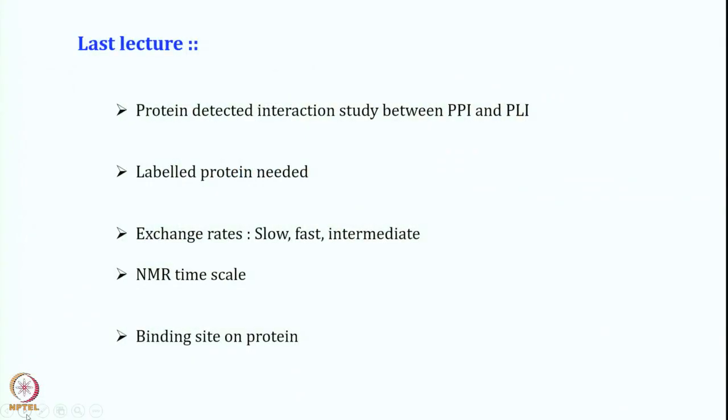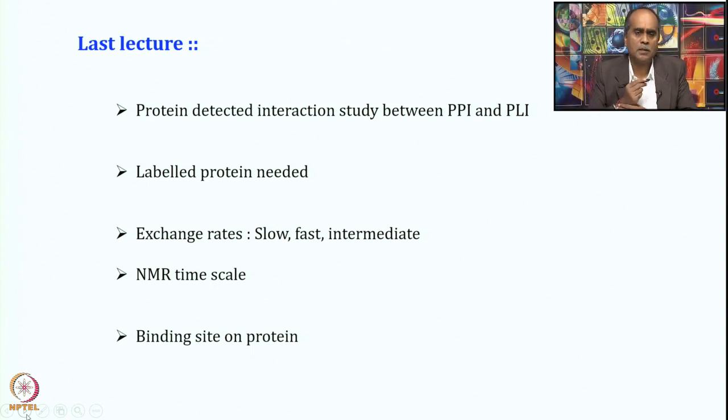Okay, so good morning, welcome to today's lecture, which is the fifth lecture on protein-ligand and protein-protein interactions. In the last lectures we looked at how we can use protein-detected experiments to understand the interaction between protein and protein, and protein and ligand. In this case, if we are detecting protein, most commonly we use a labeled protein.